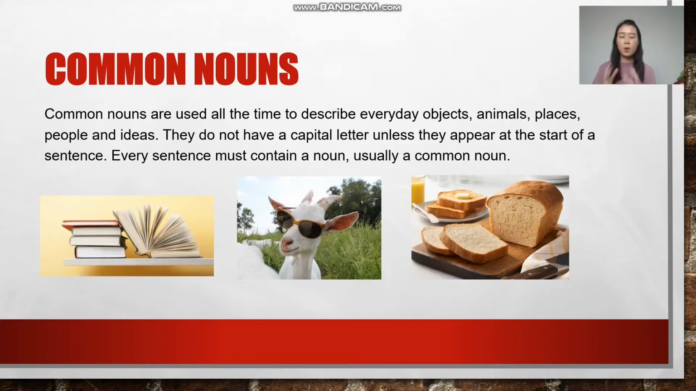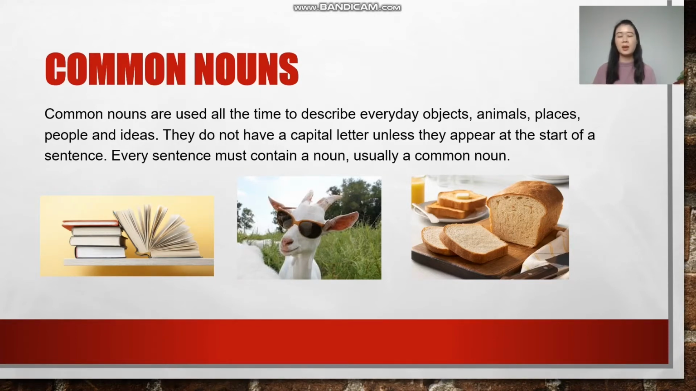And the point is, when we are using the common noun, normally we don't need a capital letter, except when we are using them at the very beginning of the sentence or as the subject of the sentence.